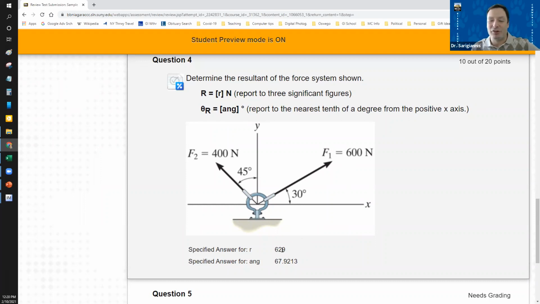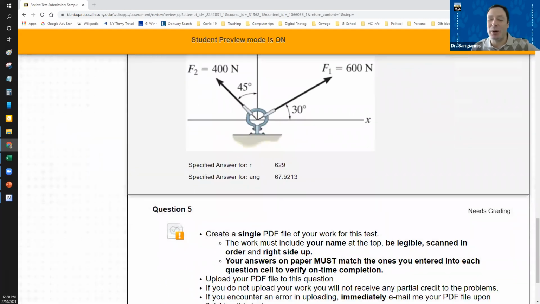You may have the right answers here. In fact, these are both the correct answers. However, in my solutions, I'm expecting an answer that's 3 significant figures. I'm expecting 67.9, I'm expecting 67.8, 68.0. I'm not expecting 67.9213. So if you answer this, you got it right. It's just that I need to go in and manually override the grade.